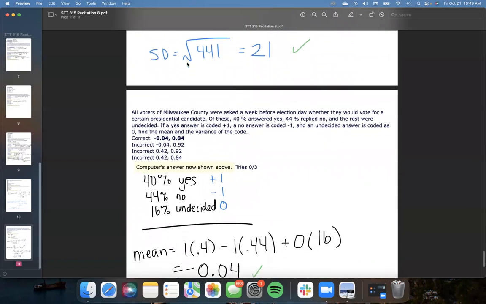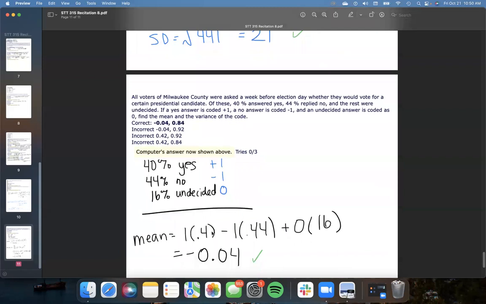Okay, this is the last question. All voters of Milwaukee County were asked a week before each election day whether they would vote for a certain presidential candidate. Of these, 40% answered yes, 44% replied no, and the rest were undecided. So I wrote that down here. If a yes answer is coded as +1, a no answer is coded as -1, and an undecided answer is coded as 0. So I just put the codes in blue here. Find the mean and the variance of the code.